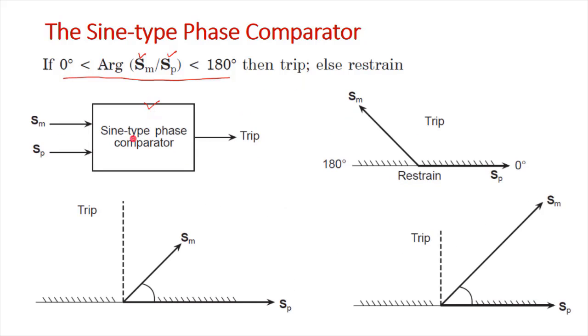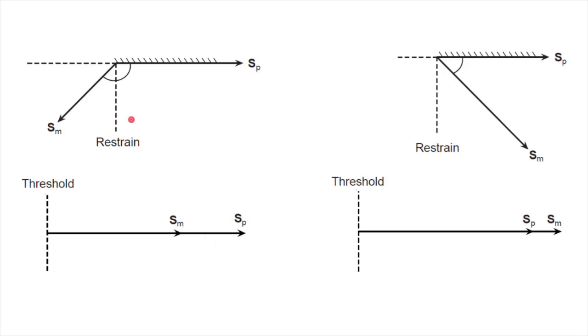So this is your sine comparator, this is your measured signal, and this is the polar signal. This is the trip zone, this is the restraining zone, and SM is lying from 0 to 180 degree, therefore it is a trip condition. Similarly here in this case, this is also a trip condition, because they are lying from 0 to 180 degree. And similarly, these are all restraining conditions because the phase angle between SM and SP is greater than 180 degree.